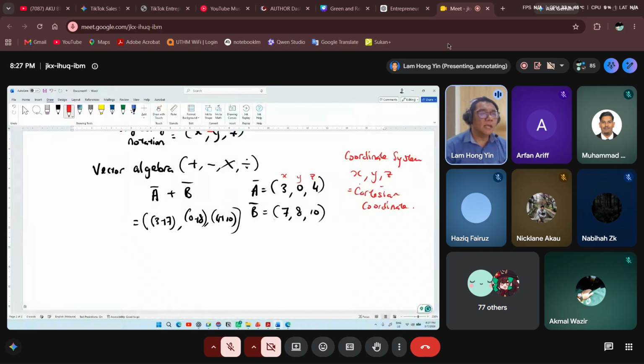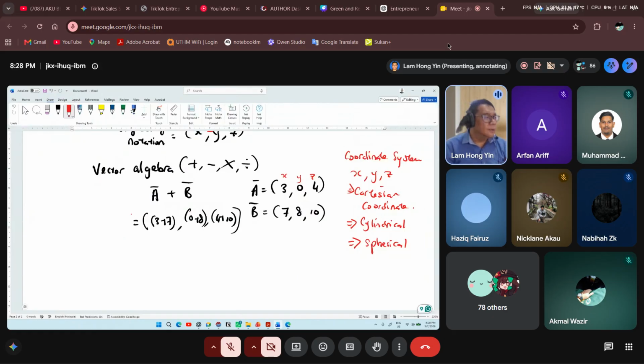But of course, besides the Cartesian coordinate, you will also encounter alternate coordinate systems, which we call the cylindrical coordinate system, and you may also encounter another coordinate system, which we call the spherical coordinate system. Those are the coordinate systems that we will use from time to time to solve problems in electromagnetics. So this is the vector algebra.